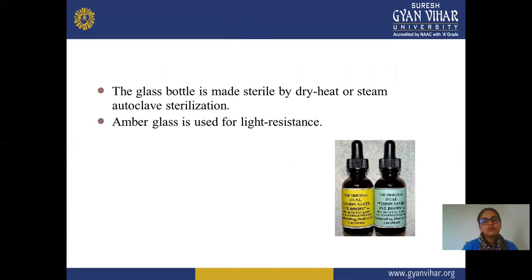Next, a glass bottle is made sterile by dry heat or steam autoclave sterilization. This means a glass bottle is also made sterile, and for this we can use both dry heat as well as steam sterilization techniques. For dry heat sterilization we mainly use an oven, and for steam sterilization we use an autoclave. So for glass bottles you can use both techniques for sterilization, dry heat as well as steam sterilization.